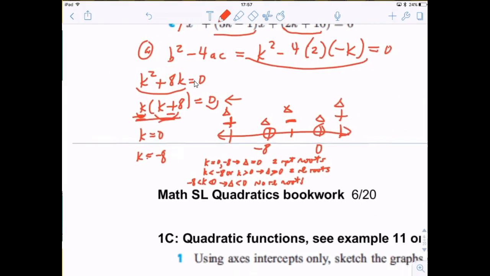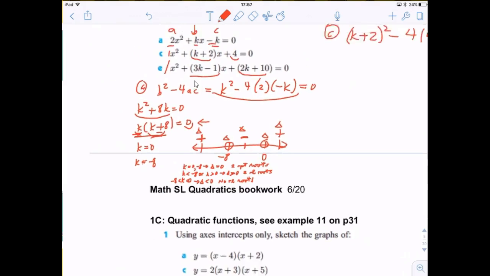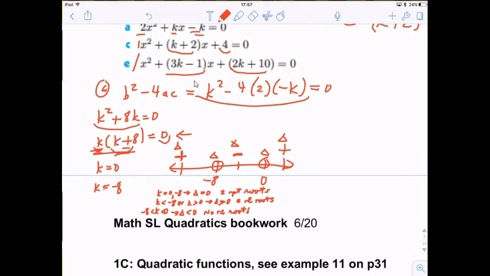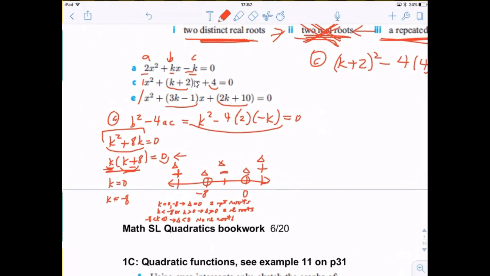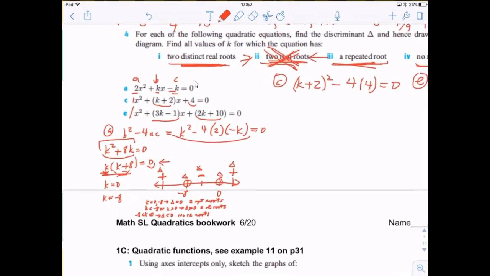Okay? So the complexity is introduced by the fact that this discriminant equation is now quadratic instead of just a linear equation, right? That was A. Now we're going to do C.